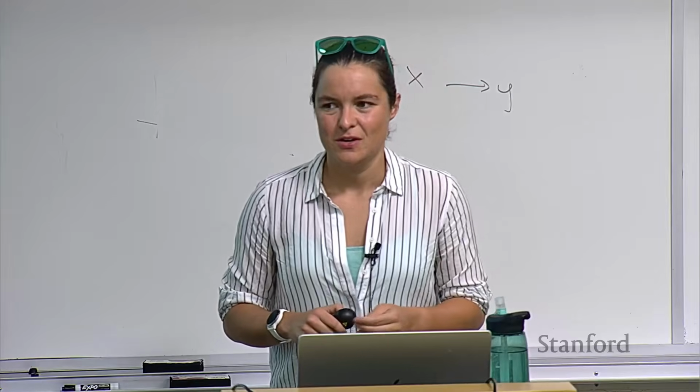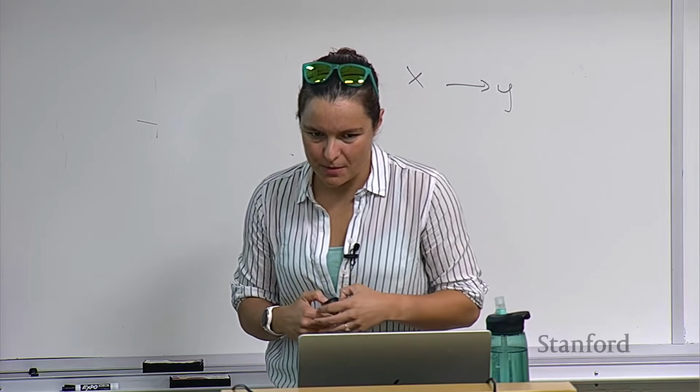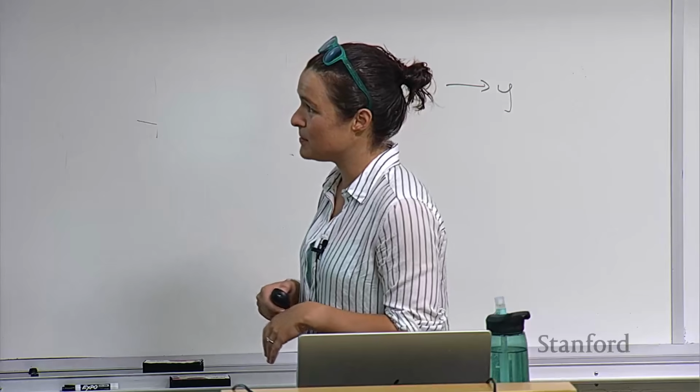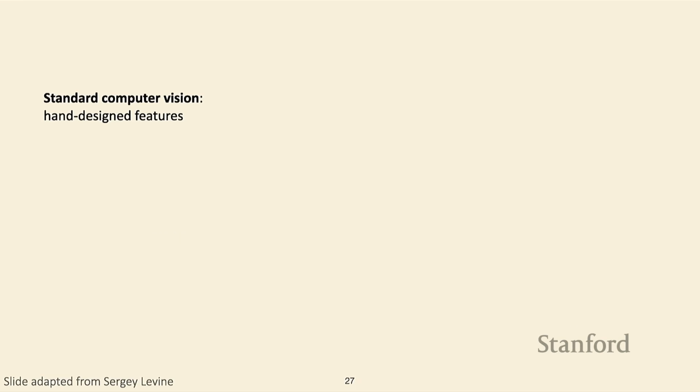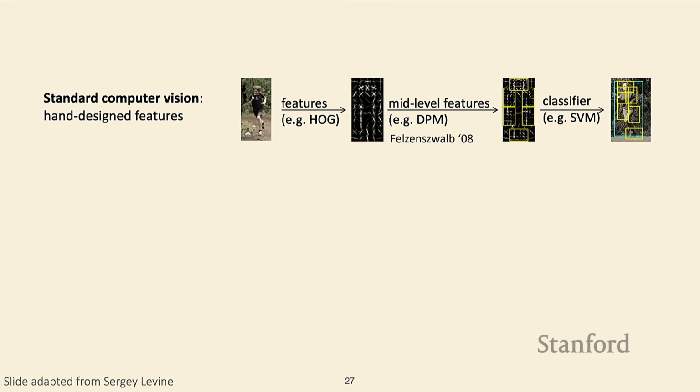Cool. So why should we care about multitask learning and meta learning beyond robotics and general purpose machine learning systems? And specifically, why should we care about deep learning in this context? I don't think deep learning needs too much motivation these days if you've taken a machine learning class. But historically, the approach to things like computer vision was to design some features, to try to design mid-level features, and then train a classifier on top of those mid-level features. And there are many aspects of this kind of pipeline that were designed by hand.